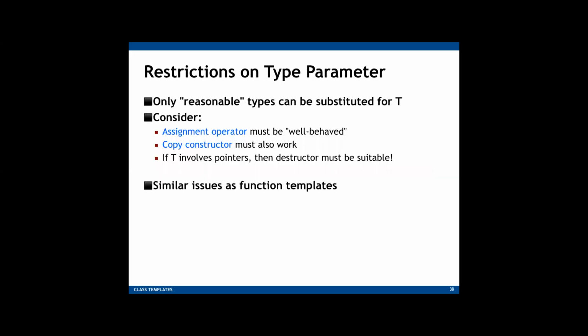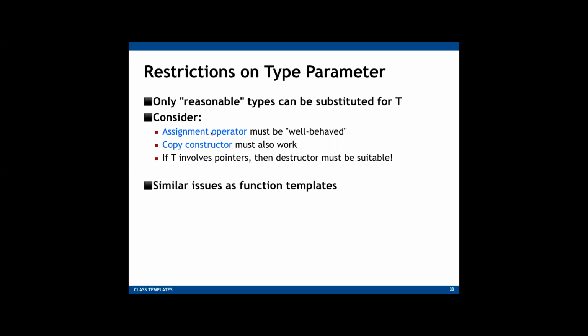But like we discussed in the function template sessions, not all types can be substituted for type parameter T. You can only use a reasonable type. For our example code, the pair template class we defined in the previous slide uses the assignment operators to set the member variables from the member functions. So the reasonable type for the pair template class is the type that works correctly with assignment operators.